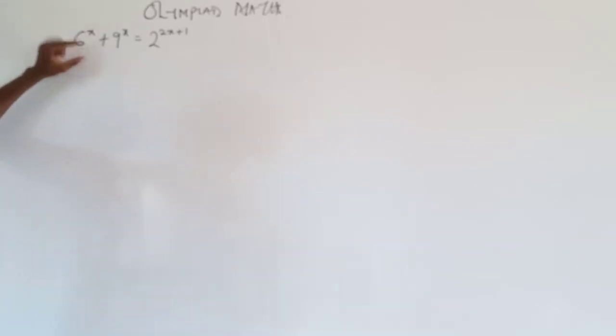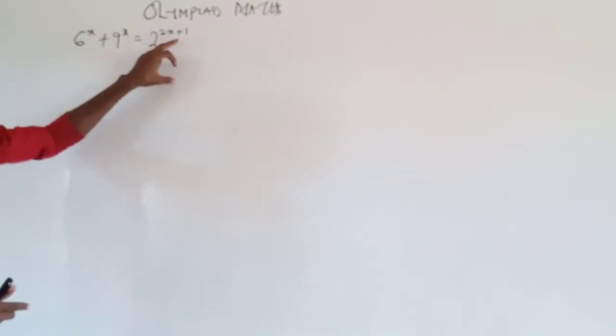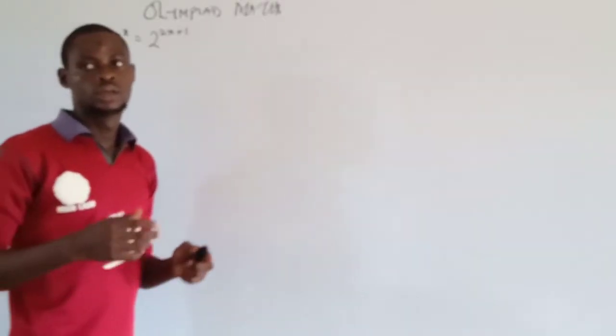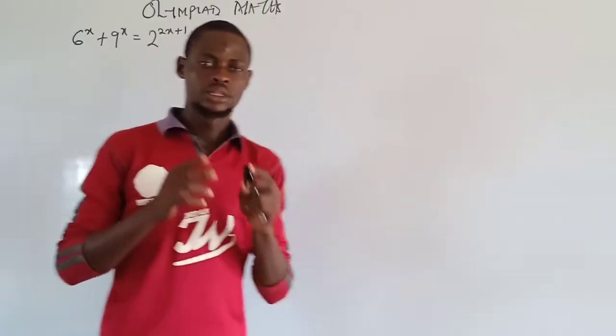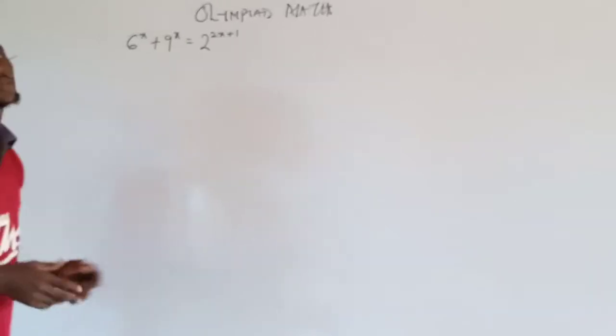Now today, we are given a question that looks somehow impossible. That's, we have 6 raised to the power x plus 9 raised to the power x equals 2 raised to the power 2x plus 1. Now, this thing looks impossible to solve. Why? How is it impossible?